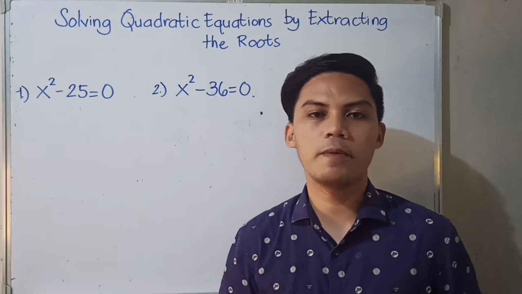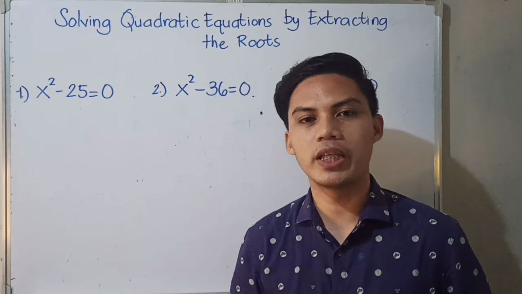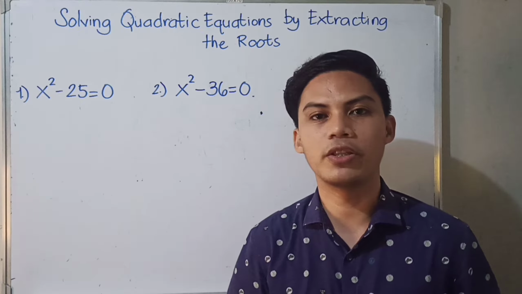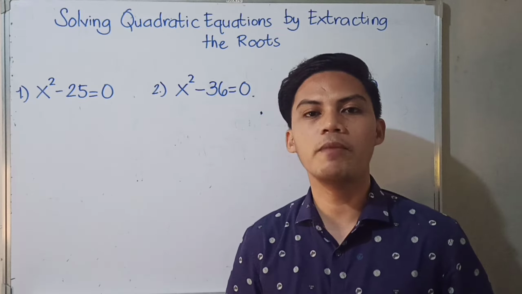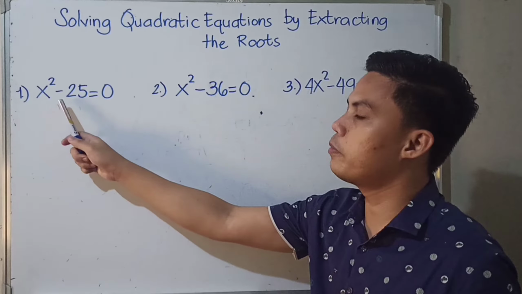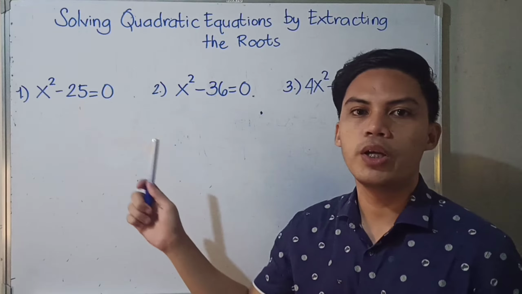So, may dalawang steps sa pag-extract ng roots sa quadratic equation. Ang pinakauna is we're going to isolate the quadratic term. At ang pangalawa naman ay ang pagkuha sa square root. Okay. Example number 1. x squared minus 25 is equal to 0.